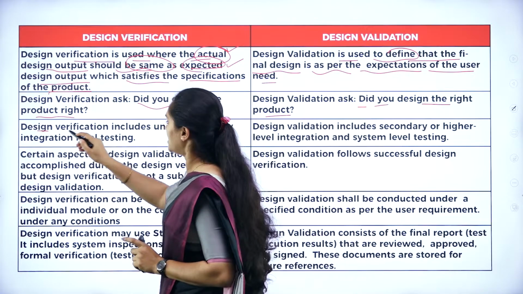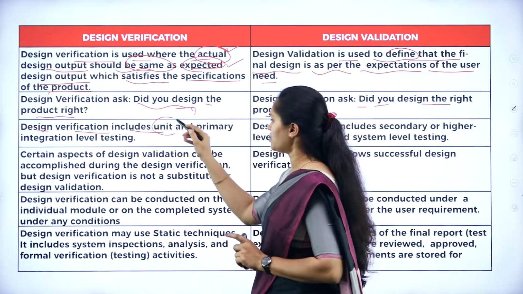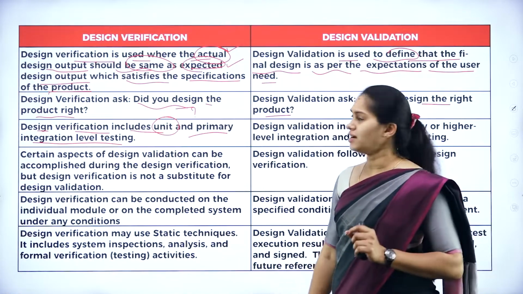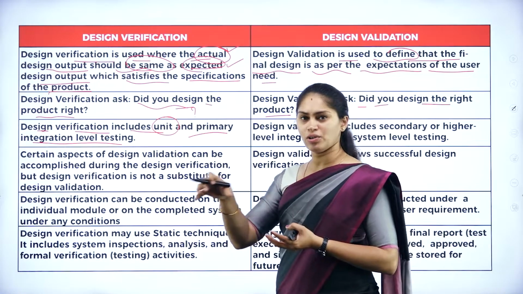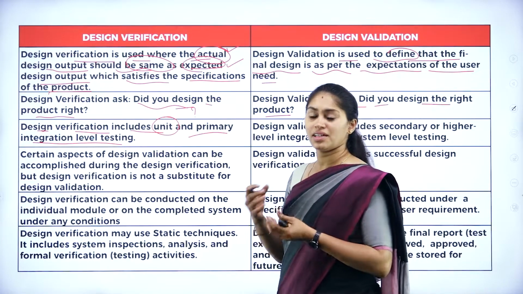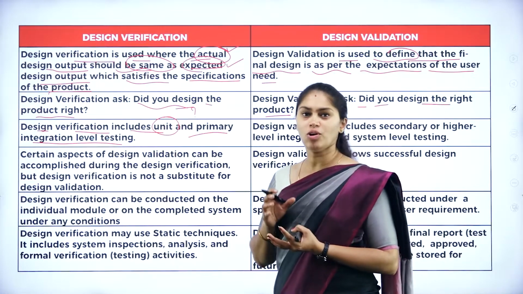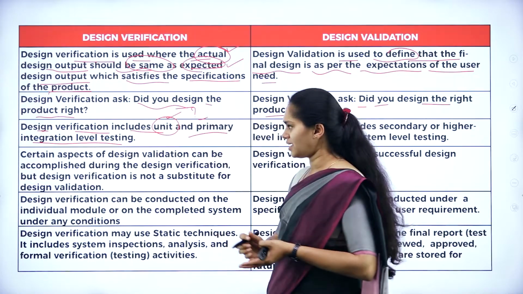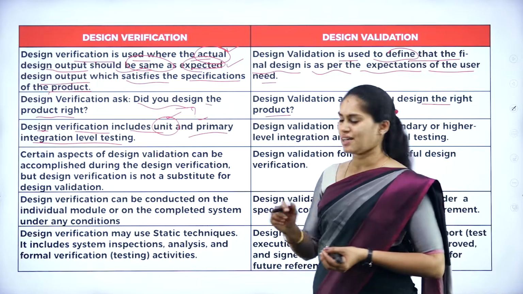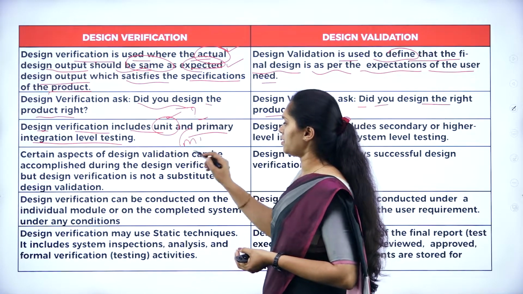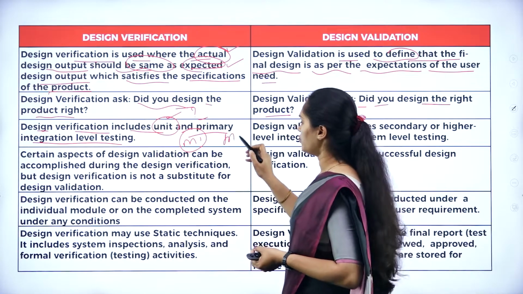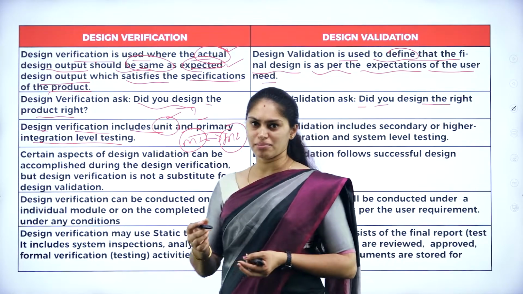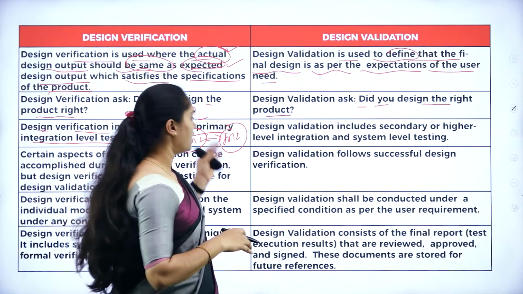And also design verification will include unit and primary integration level testing. So in design verification we build small modules, and the designing of that small module takes place. For that reason we have unit testing and integration testing. For example, module 1 will be tested and module 2 will be tested. By integrating those two, it will check for compatibility. Only those two levels of testing will be done.